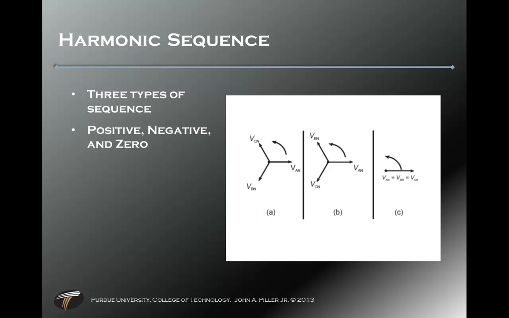Now here's our gotcha. Who cares about the harmonics? Well, each harmonic has a sequence. It has a positive, a negative, and a zero sequence. The positive sequence cancels out because the phases are all out of phase. The negative sequence cancels out because they're all 120 degrees out of phase. But a zero sequence becomes additive.